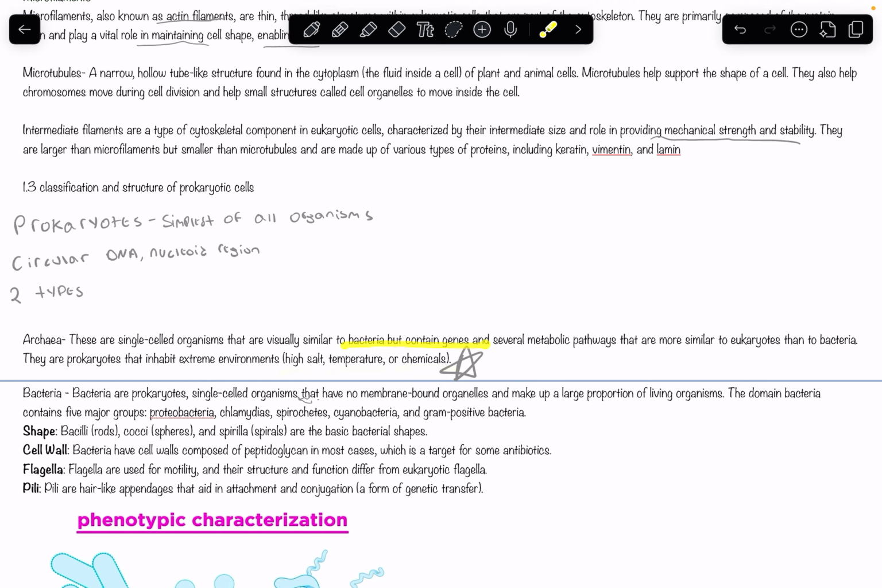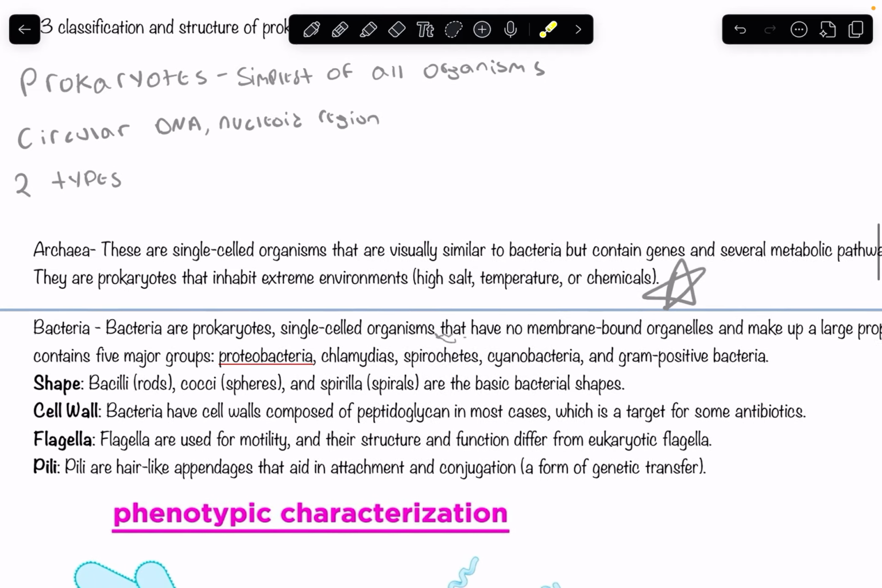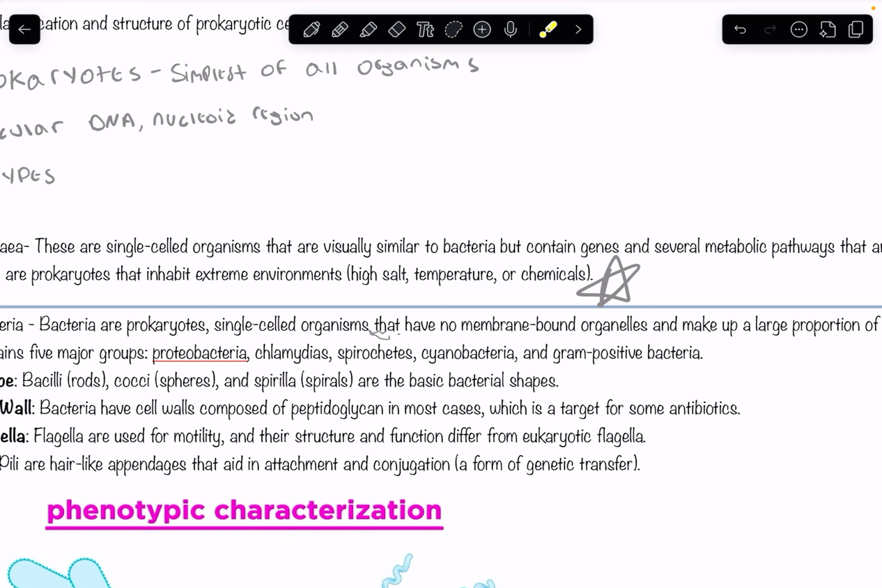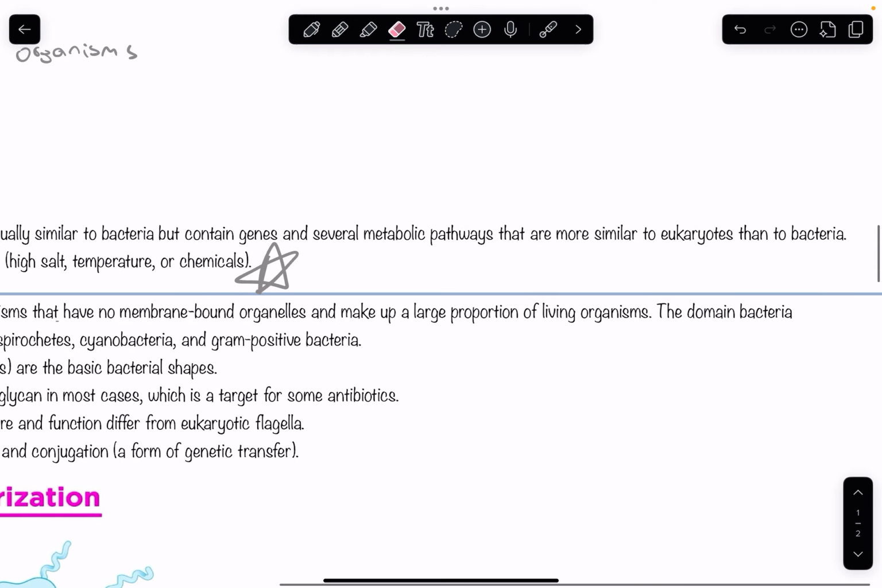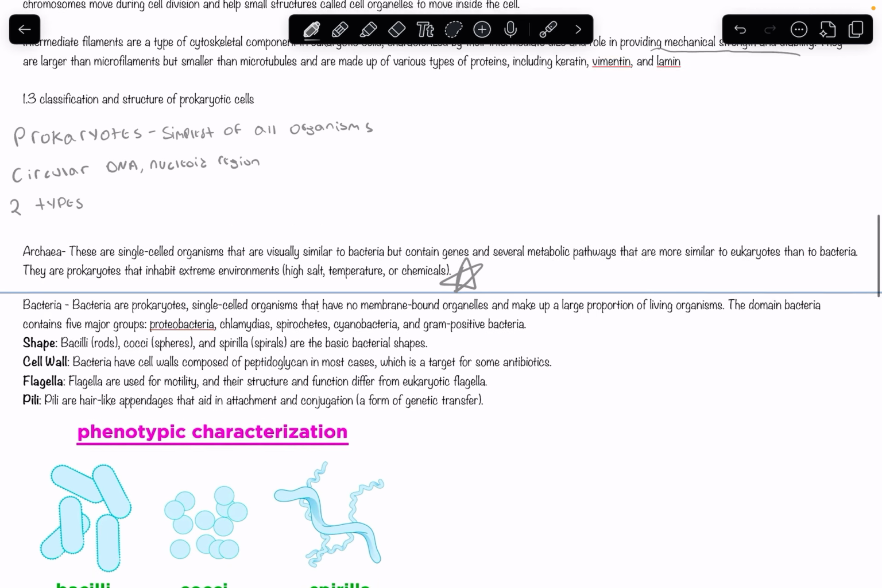They are very similar to bacteria, but they are a lot closer to eukaryotic cells than they are to prokaryotic bacteria. So next, bacteria. Bacteria are prokaryotes. As we know, they're single-celled organisms. They have no membrane-bound organelles, and they make up a large proportion of the living organisms on the planet. A few things that you need to know about bacteria is, first off, their shape.